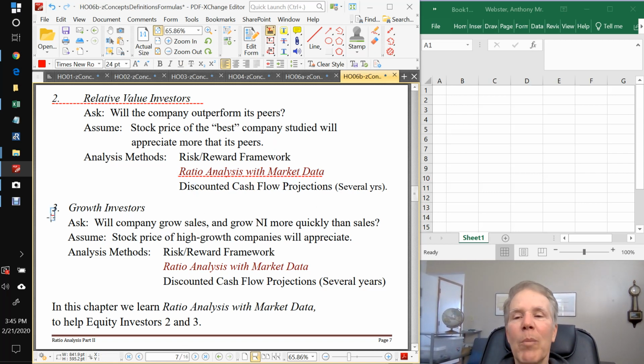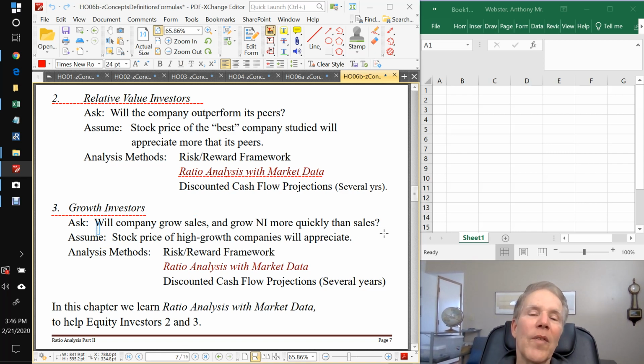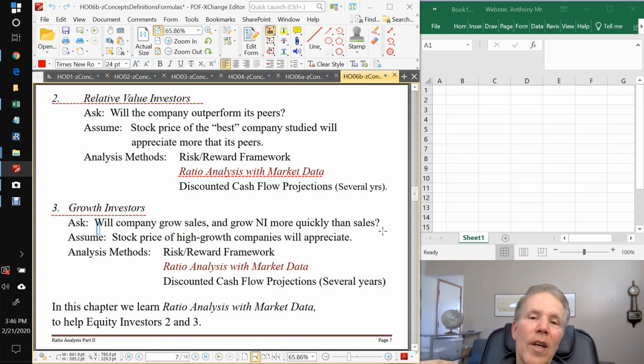And finally, the other big bucket of investors are growth investors, and they're just asking, is the company going to grow sales and net income more quickly than sales? A beautiful example of that over the past year is Tesla. Tesla had no net income a year ago. Its sales were growing, and they started growing a lot faster when they moved into China. They came out with the Model 3 and became net income positive, and their stock price has just gone parabolic. It's just exploded. So that's a classic growth investing story.